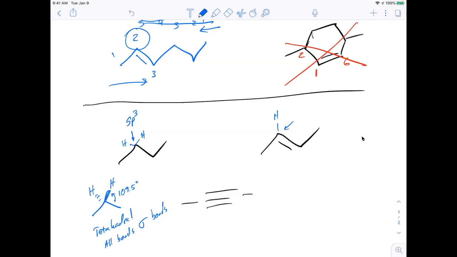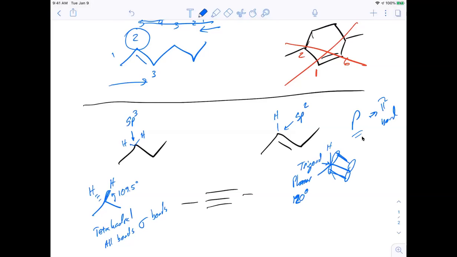And again, what does an sp2 tell me? Well, it tells me that I have a trigonal planar shape, which is going to be 120 degrees. It also says that I have a p left over, and that p goes to make a pi bond. So in this case, I have sigma and pi bonds.